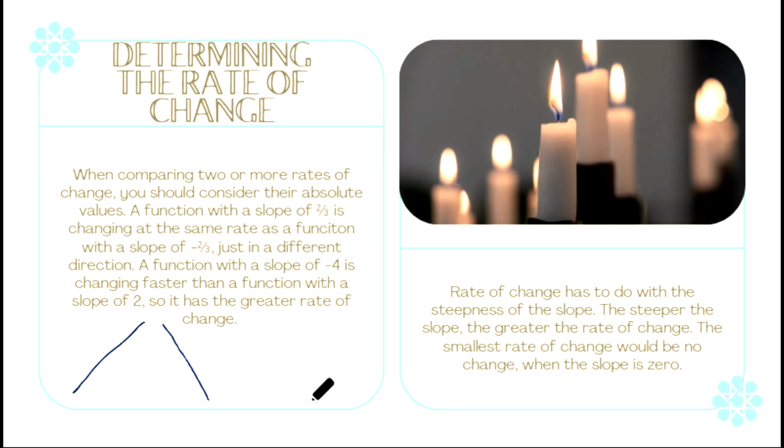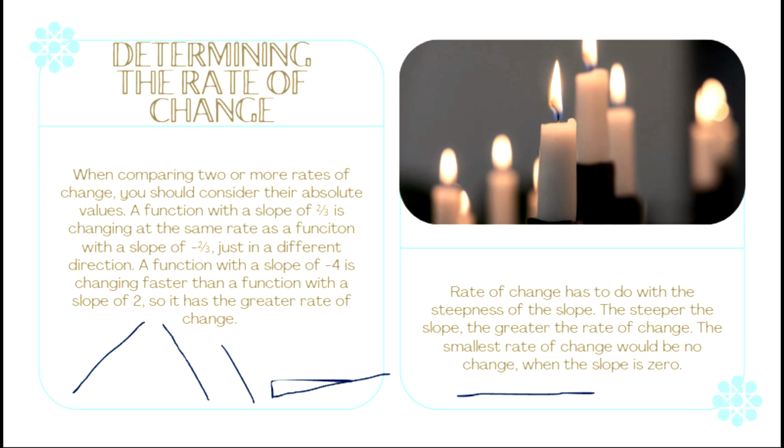A function with a slope of -4 is changing faster, it's going to be steeper than a function with a slope of 2, which is going to go rise 2, run 1. Anyway, rate of change has to do with the steepness of the slope. The steeper the slope, the greater the rate of change. The smallest rate of change would be no change when the slope is 0.